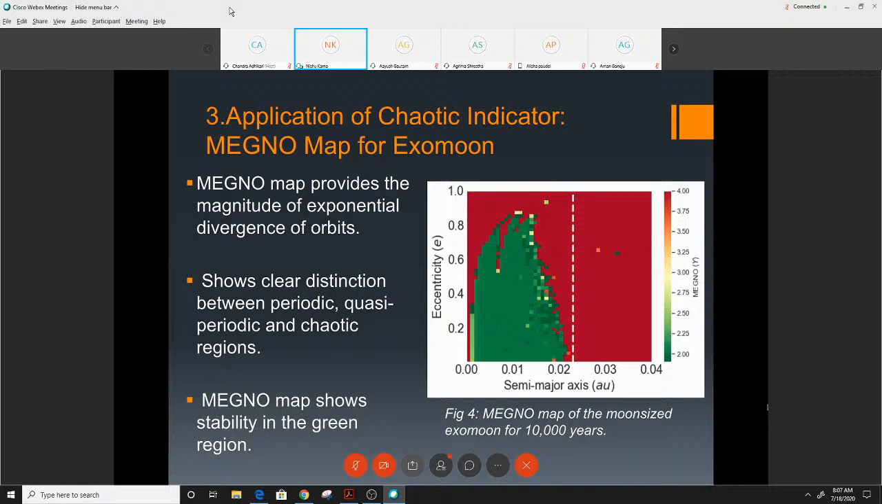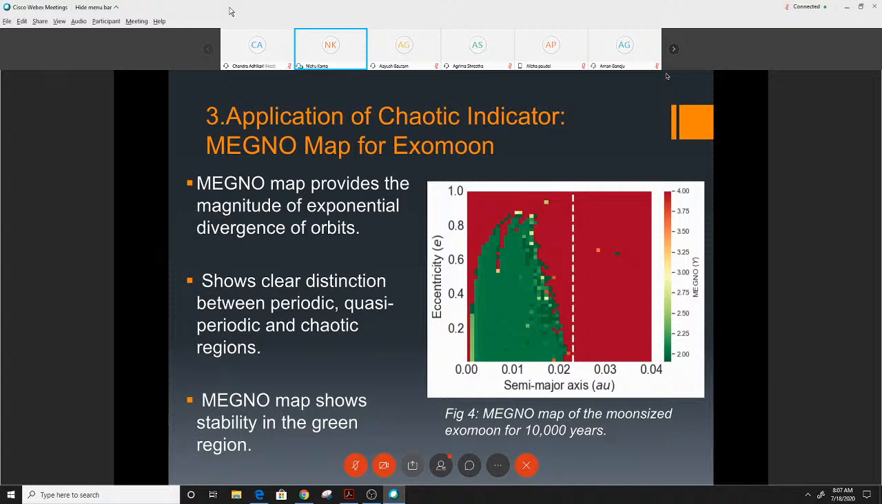And here is the MEGNO map of the moon-sized exomoon for 10,000 years. The color bar on its right shows the value of MEGNO from red, which is equal to 4, the least stable, to green, which is equal to 2, the most stable region. The X-axis here is the semi-major axis and Y is the eccentricity. And the green shade here shows the best orbital configuration for a stable exomoon.